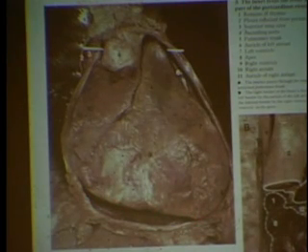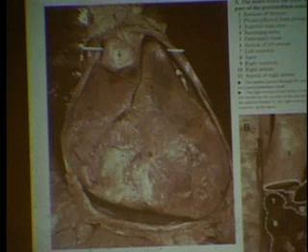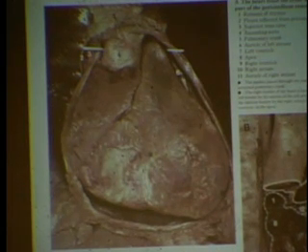Okay. Is the parietal layer adherent to this tough outer layer? Yes, you can see it. All right. New slide.